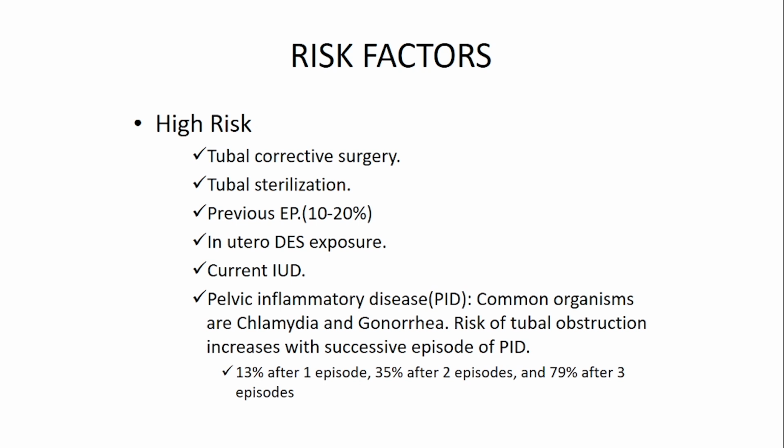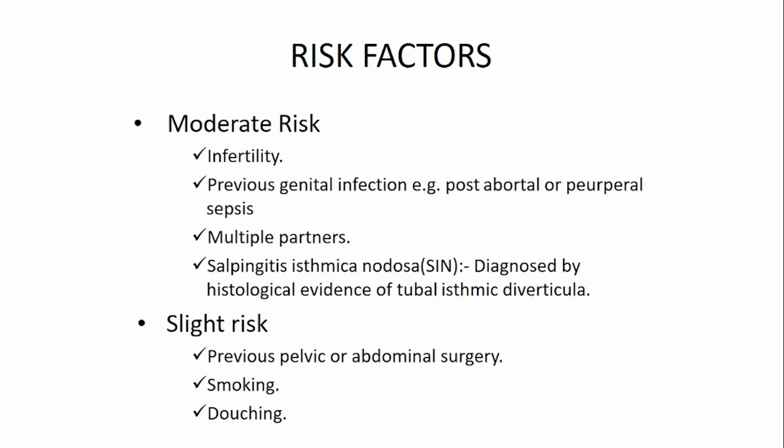Previous history of pelvic inflammatory disease increases the risk of tubal ectopic pregnancy. If we have one episode of PID, there is a 13% increase in risk. If it's two episodes, there is a 35% increase in risk of ectopic pregnancy, and if you have three episodes of PID, it increases to about 79% risk of tubal ectopic pregnancy.